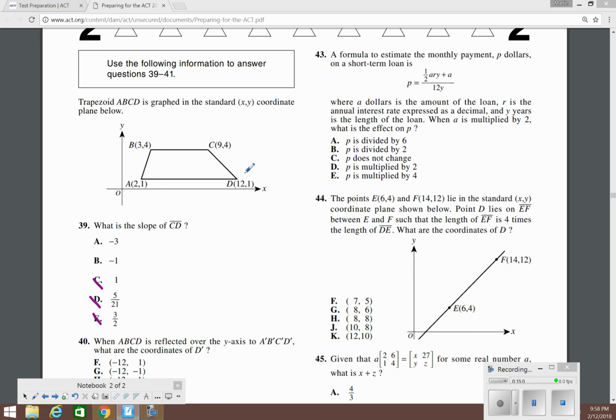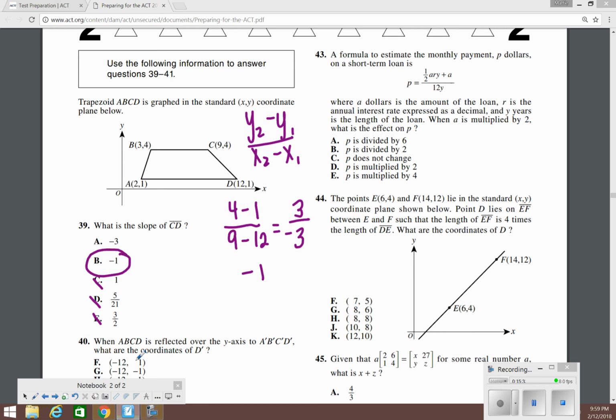Then I have to know the slope formula. So what I'm going to do is use the slope formula, y2 minus y1 over x2 minus x1. And I'm just going to go from left to right. So I'm going to say y minus y, which would be 4 minus 1, over x minus x, which would be 9 minus 12. Now that can go into my calculator all at once, or I can do it by hand. The top would be 4 minus 1, which is 3. The bottom would be 9 minus 12, which is negative 3. And 3 divided by negative 3 is negative 1 as my slope, which is choice B.